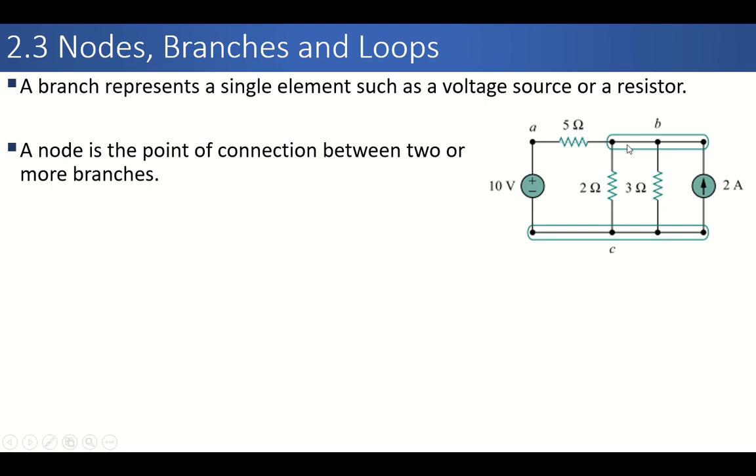Why is this the same node? Because starting from this point, if we go to this point, there is no component interconnected. Similarly, starting from this point to this point, there is no voltage source or element interconnected. So we can say that this is actually a single node or single point.